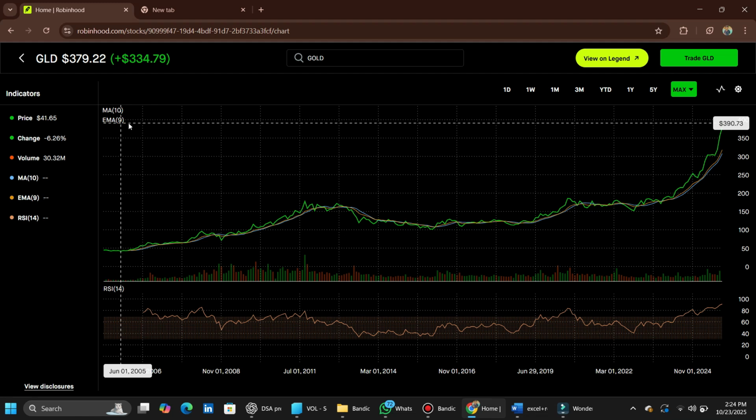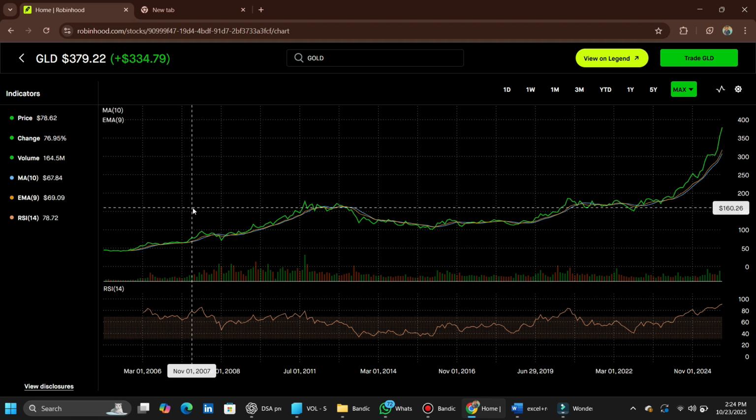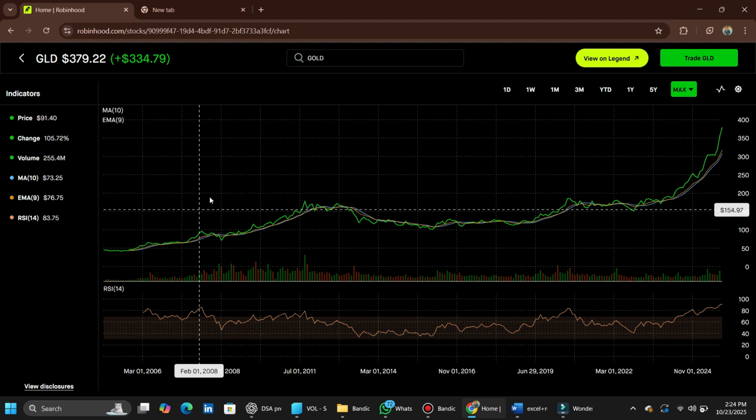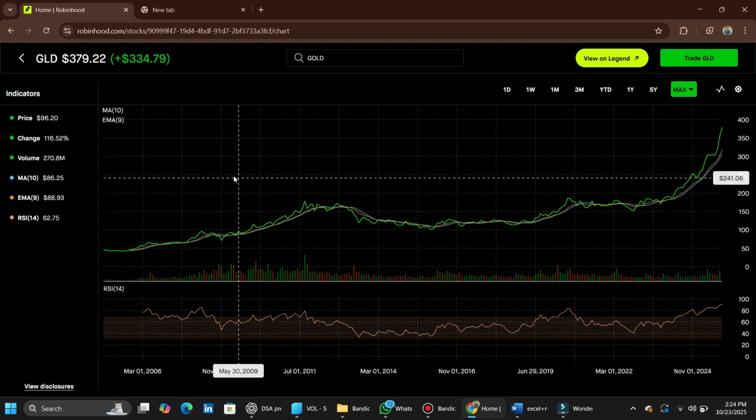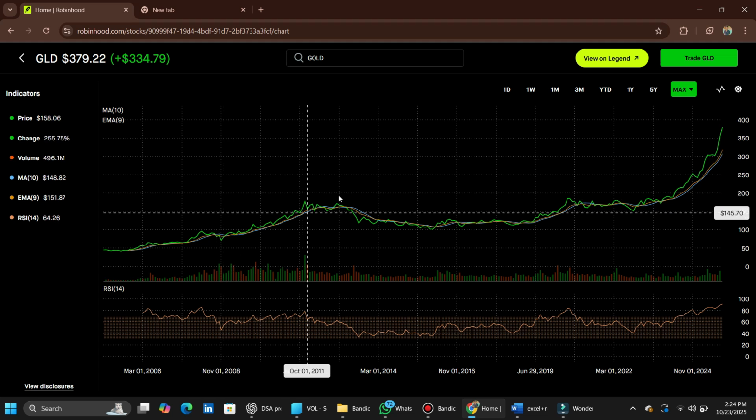First, open your Robinhood app and go to the stock or crypto you want to analyze. On the chart screen, tap the expand icon to open the full chart view. At the bottom, you'll see different chart options. Select the candlestick chart option instead of the line chart.